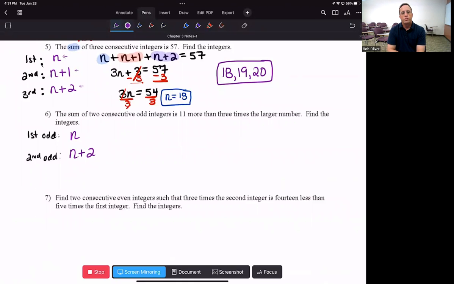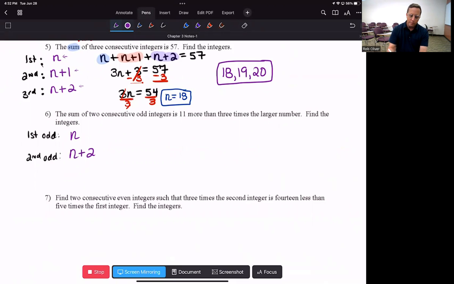If the first odd is 21, the next odd is going to be 21 plus 2, which is 23. If the first odd is negative 11, well, the next number is going to be negative 11 plus 2, which is negative 9. So that's how that works.